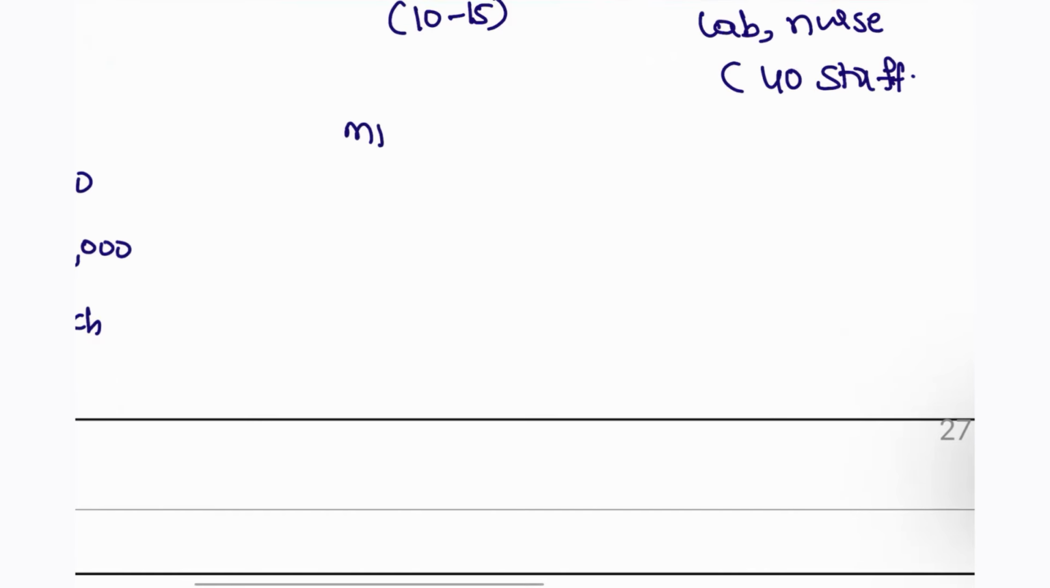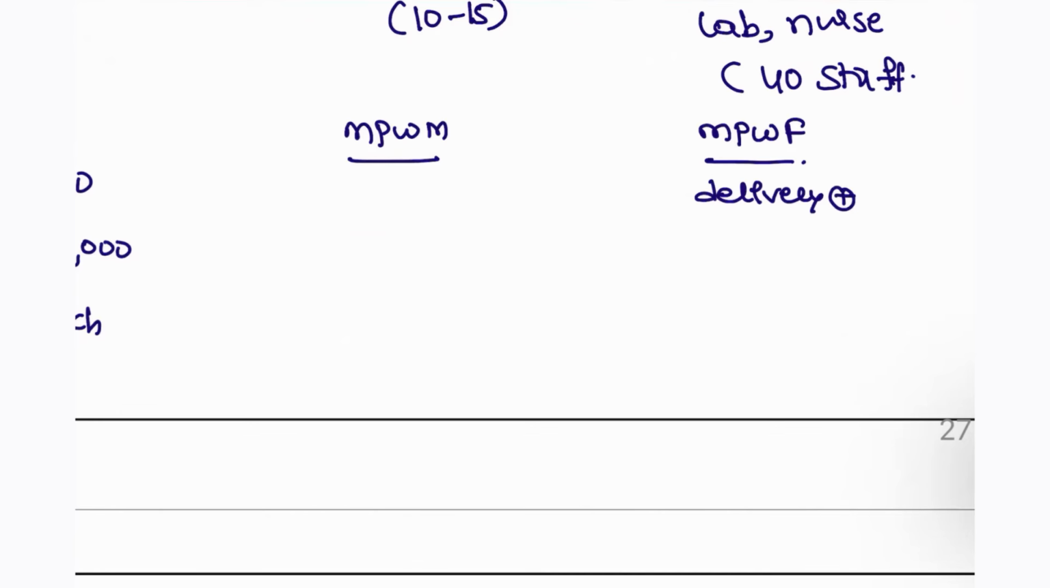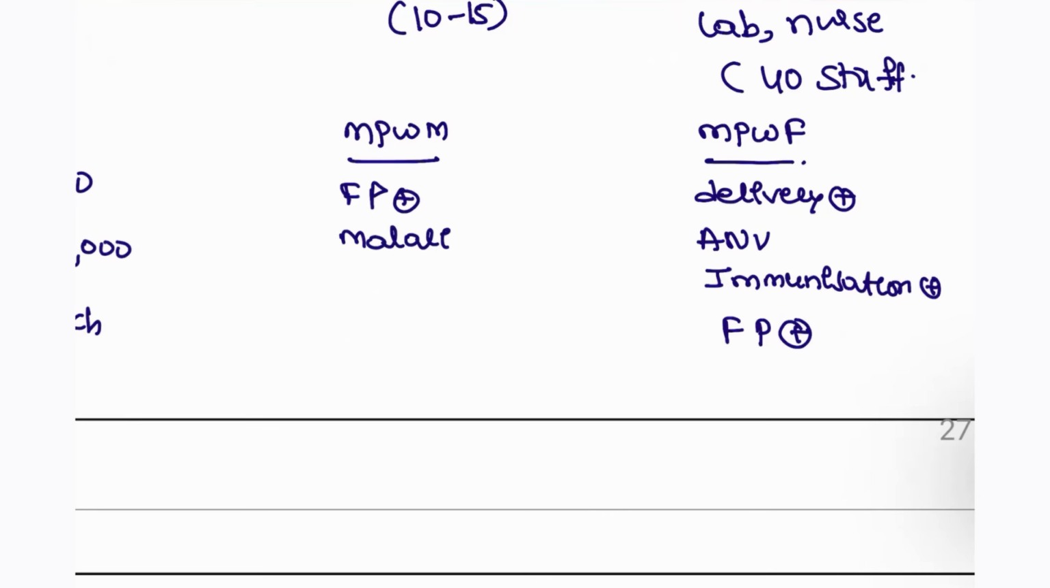Next, multi-purpose worker male and multi-purpose worker female. What are they going to do? The multi-purpose worker female can conduct the normal delivery. She can do antenatal visits, and also give the immunizations. Family planning can also be done. Here, family planning, malaria test, and also sputum test can be done.